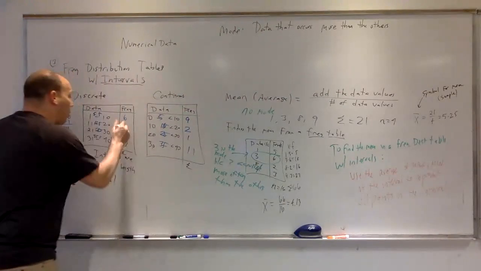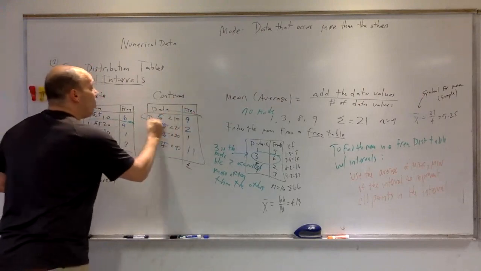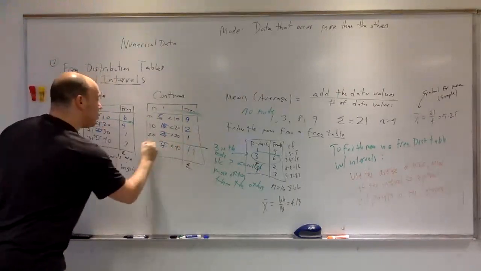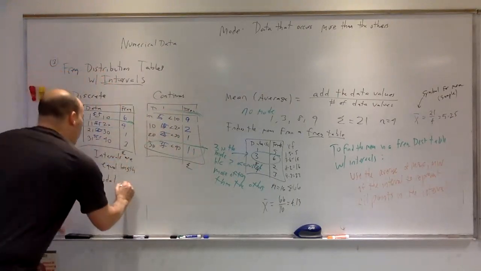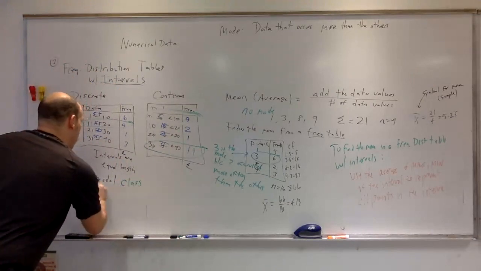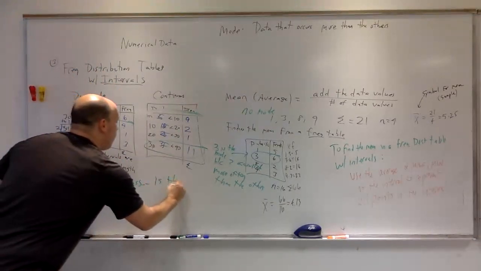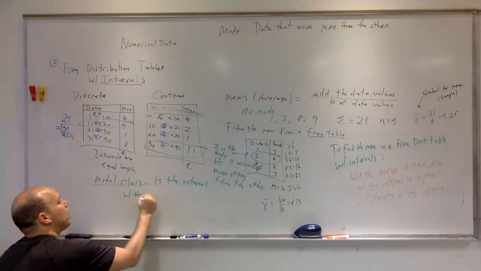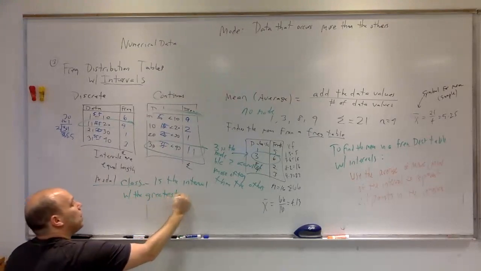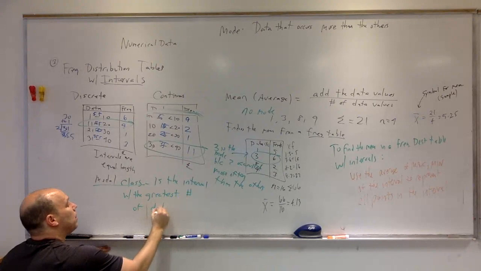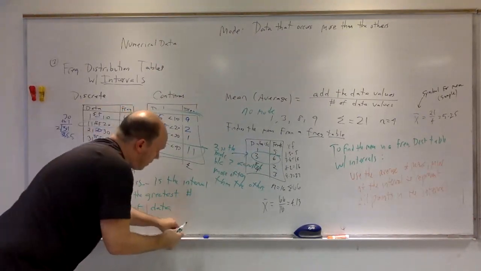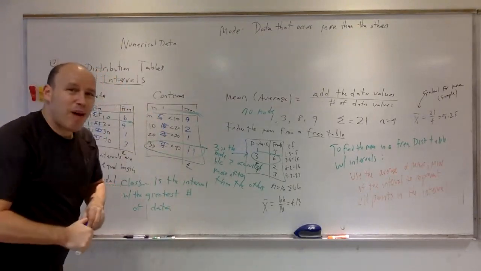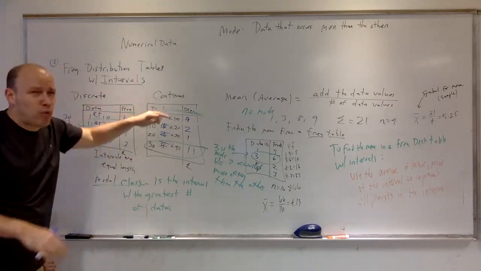Because you might say, Mr. Adler, this interval has more than the others. This interval and then this interval seems to have more than the others. So the modal class is the interval with the greatest number of data. And that's the idea. So that's how we find the mode when we have interval tables.